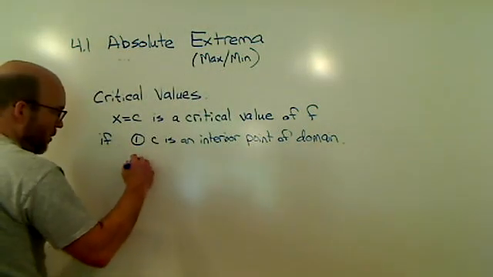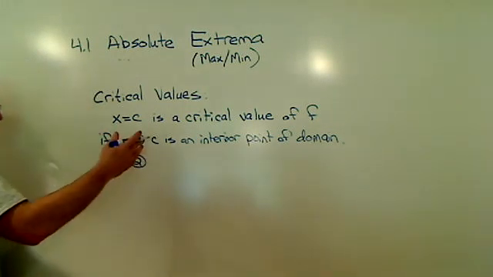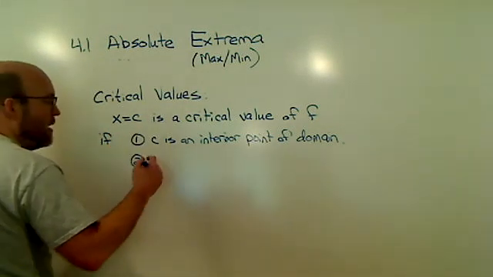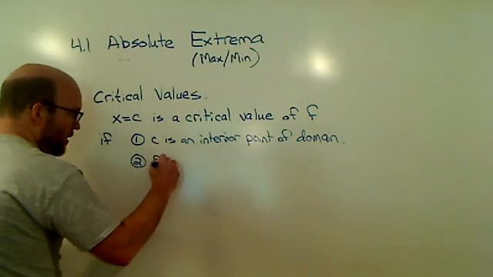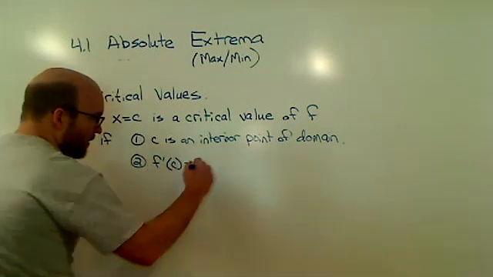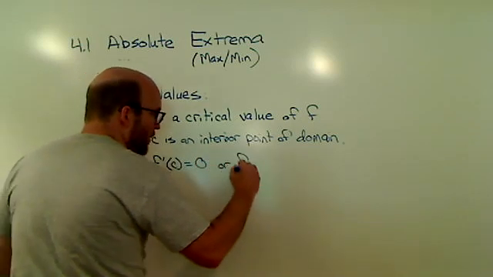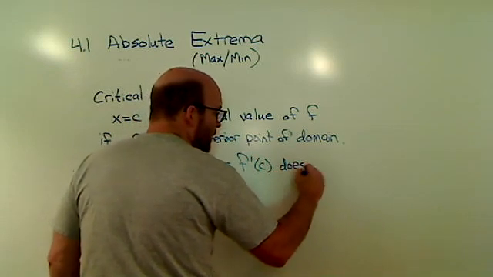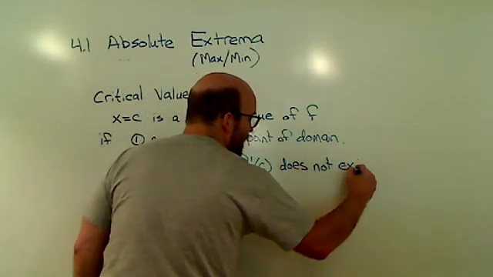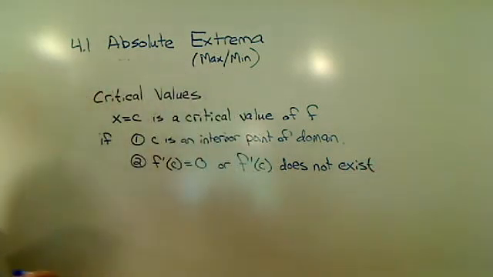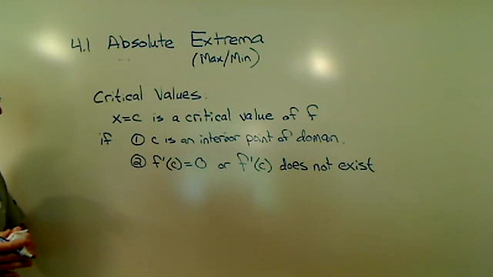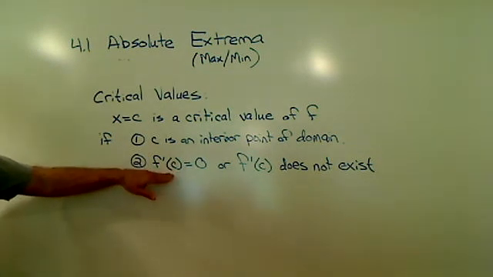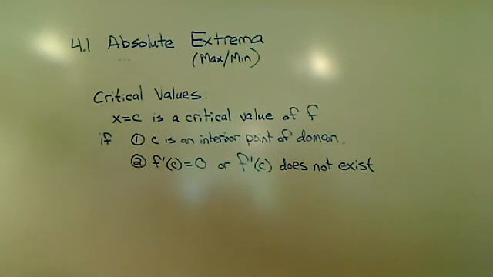And then the second part is what we just discussed. So it's a critical value if it's an interior point of the domain and either the derivative at c is 0 or the derivative at c is undefined, or let's just use the phrase does not exist this time, because those are somewhat interchangeable in this idea. But that's what's going on. And so this is something that we have to check, but it's usually a quick check within the context of the problem. The hard work is going through and figuring out where the derivative is either 0 or where it does not exist.